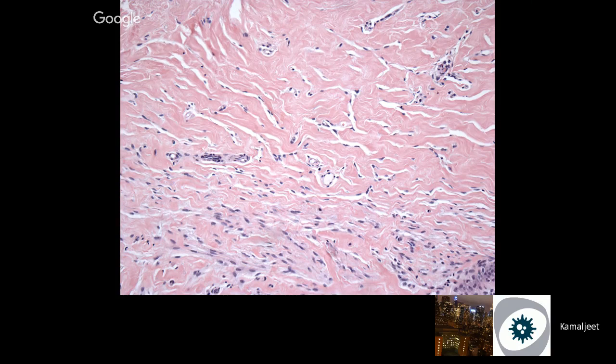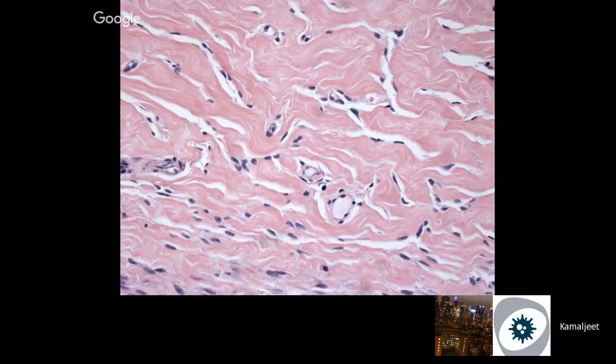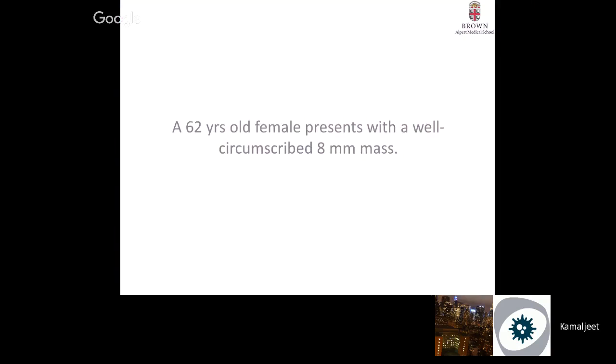CD34 is positive in this. So yeah, it's actually a caveat. What else? There are some variants of PASH. There can be a fascicular PASH, which can look very cellular, and there can be some nuclear atypia in PASH. But I don't think it's relevant for the boards. Here are just more pictures of the PASH.